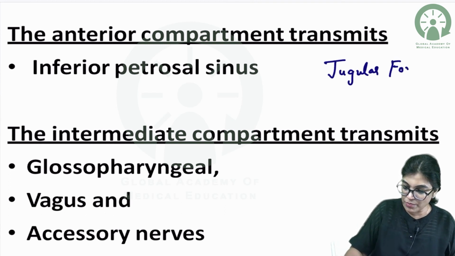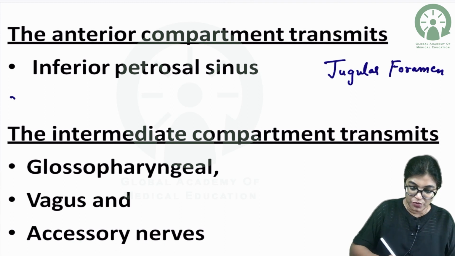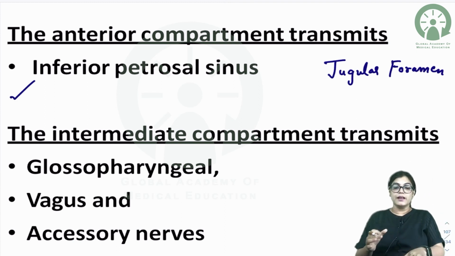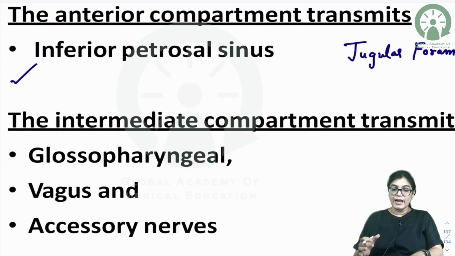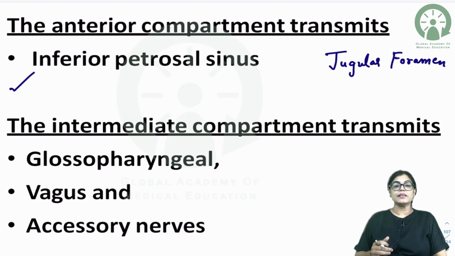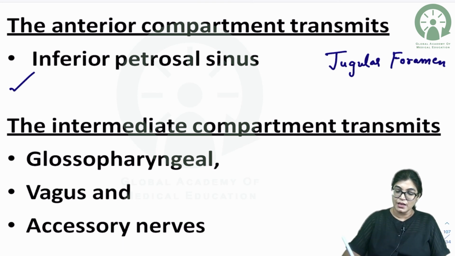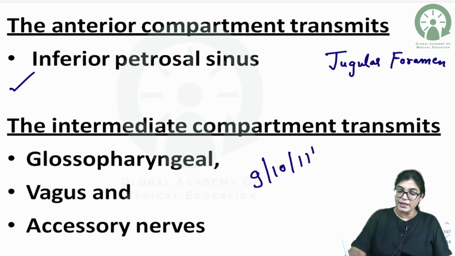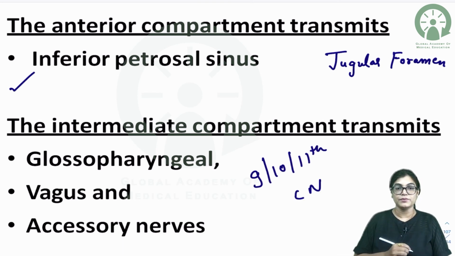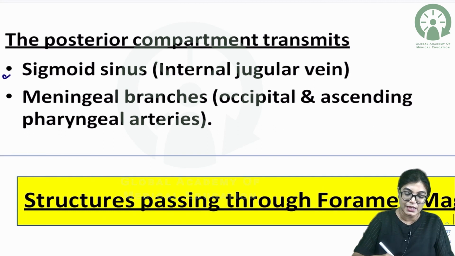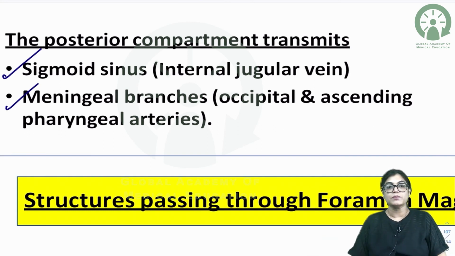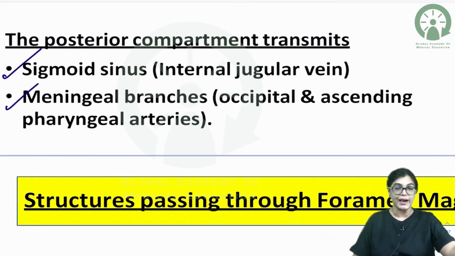As I told you, through the anterior part of the jugular foramen only one structure traverses, that is the inferior petrosal sinus. Through the middle part, the 9th, 10th and 11th cranial nerves are traversing. And through the posterior part, the following structures traverse: the sigmoid sinus, and the meningeal branch of the occipital and ascending pharyngeal artery.